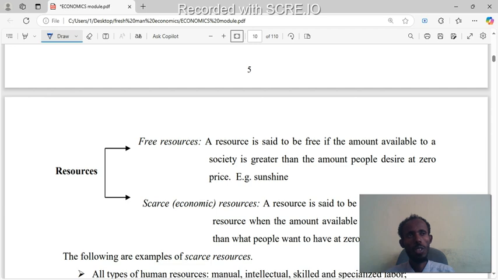Almost everything has a price and is purchased at some price. So if the available resource is greater than the human want at zero price, it is known as a free resource. For example, sunshine is a free resource because the available amount of sunshine is greater than what is wanted at zero price.